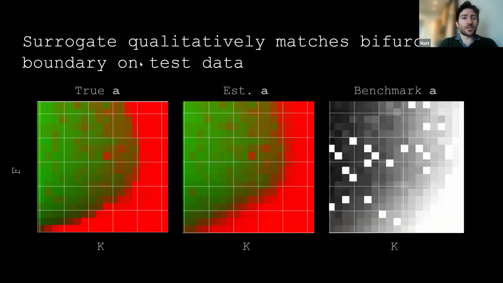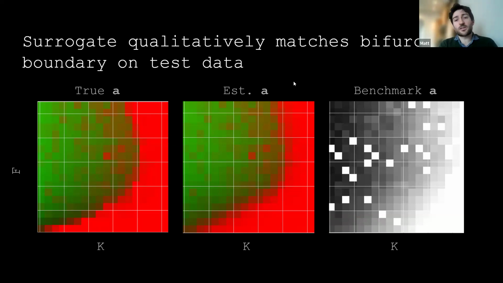So the first thing is that the surrogate qualitatively matches the bifurcation boundary on test data. What I've shown you before is exactly what we're viewing in the left panel. This is the true averaging measurement A after a long time. It has that bifurcation front, the crescent shape that we've seen before, as a function of F and K.